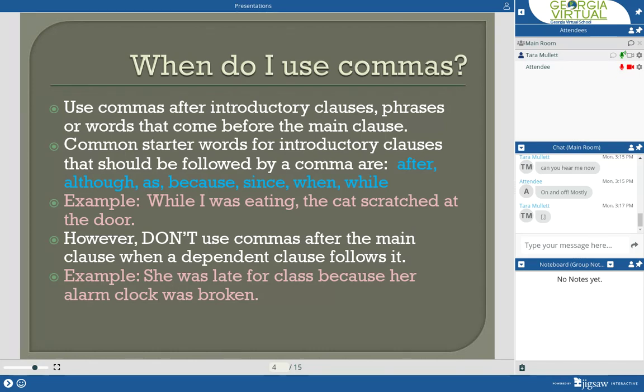So in this example, she was late for class because her alarm clock was broken. We do have the word that usually goes within an introductory clause, the word because. But since it is in the middle of the sentence, we're not going to use a comma there because it flows better. There is no natural pause in this sentence. She was late for class because her alarm clock was broken. However, if we were to invert this and say, because her alarm clock was broken, she was late for class, then we would need a comma. But because the big word because is in the middle of the sentence, it does not need a comma.